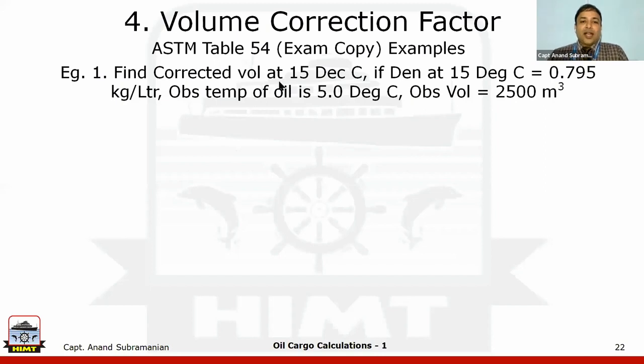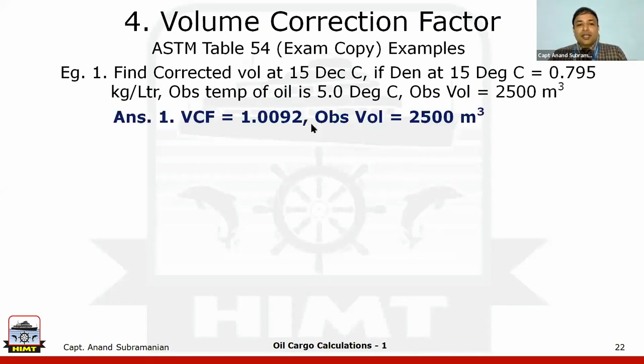Find the corrected volume at 15 degrees Celsius if the density at 15 is 0.795. The same example we used earlier, so you can take the same factor from there. The observed temperature is 5 degrees Celsius, and the new concept added here is the observed volume, which is 2500 cubics. So what we have to find out is, the observed volume at 5 degrees Celsius is 2500. What would be the volume at 15 degrees Celsius?